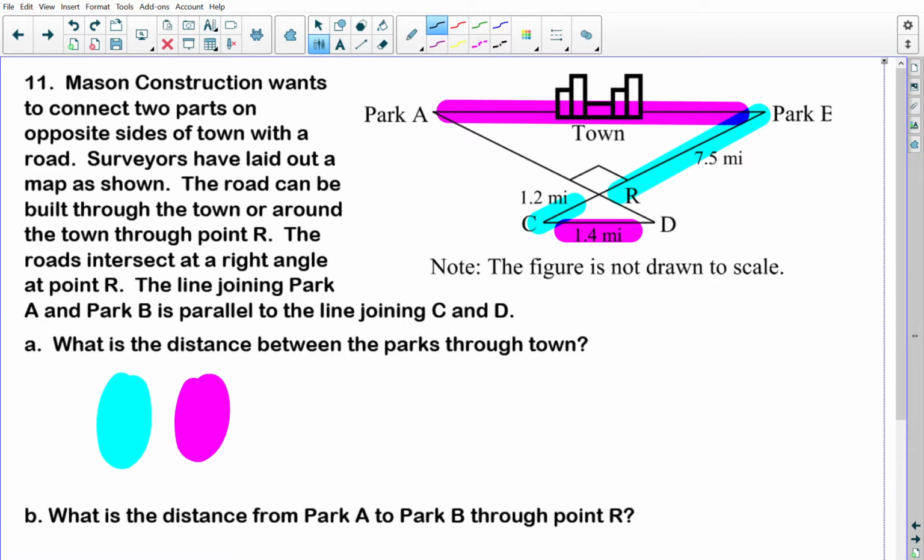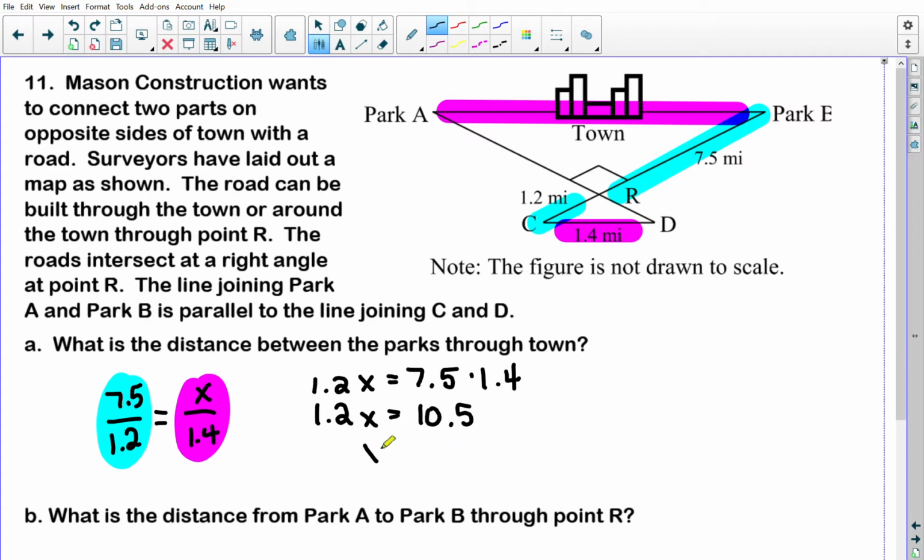So I have 7.5 over 1.2 is equal to x over 1.4. So I did top triangle over bottom triangle. And then if I cross multiply there, I get 1.2x is equal to 7.5 times 1.4. That's 1.2x is equal to 10.5.